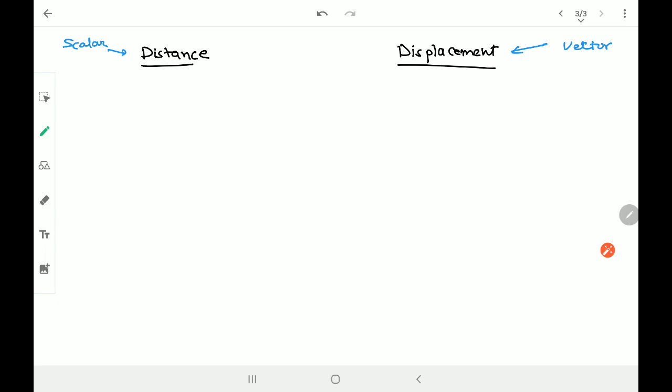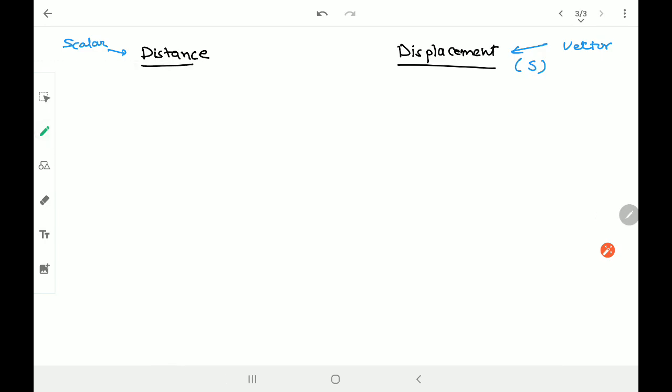Whenever we learn about a particular quantity, we always start with its unit or maybe some formula or symbol. Displacement has the symbol S. S is for displacement. Distance as such, we don't have any symbol, or we normally don't use any symbol. But for displacement, we use the symbol S. Okay, so let us see what the difference between distance and displacement is.